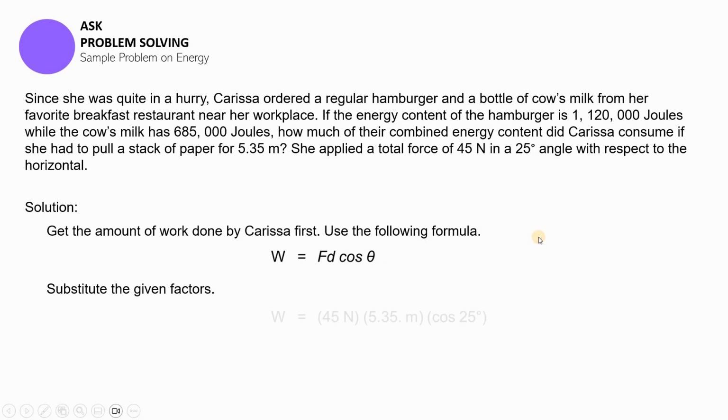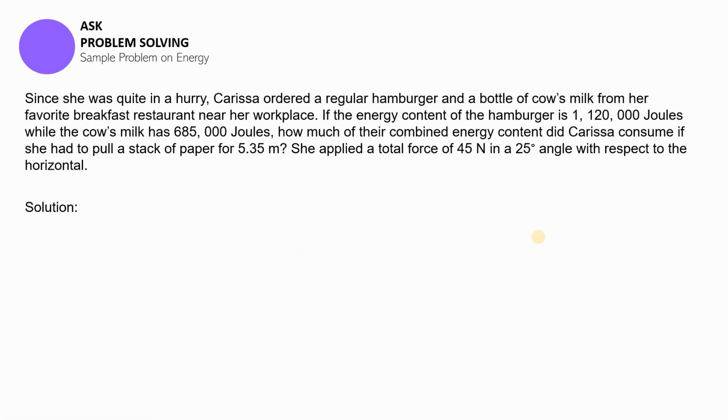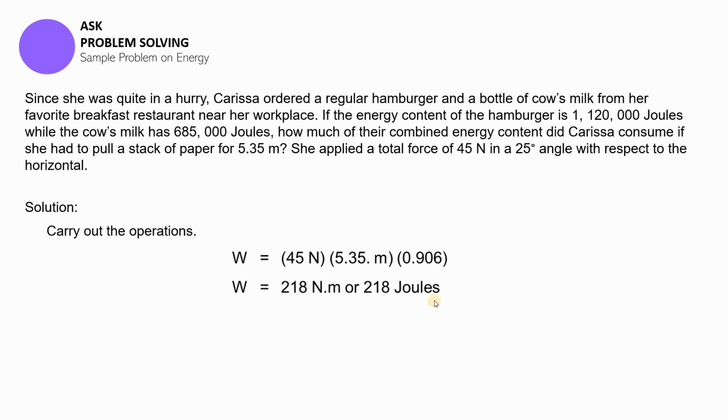Okay, did you get the following? Okay, now, what's next? We're going to carry out the solution, the operations, of course. What did you get? Did you get this? Okay, so what you should get is 218 Newton meters or 218 joules. So remember, this is the amount of work done, which is also equal to the amount of energy na ginamit ni Carissa. So 218 joules lang, no?